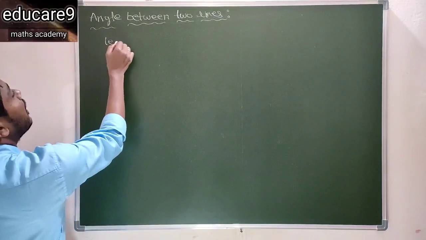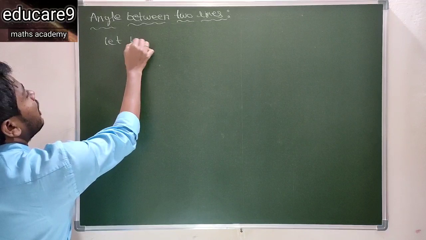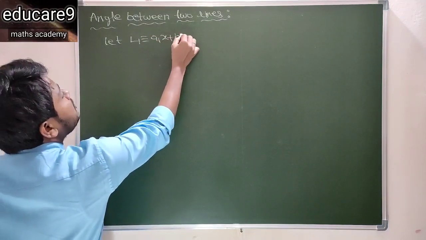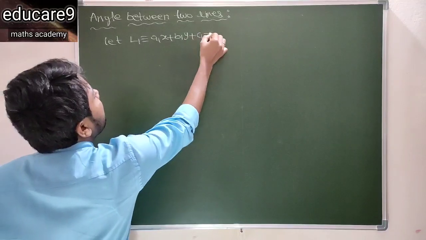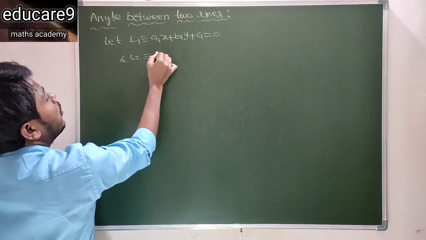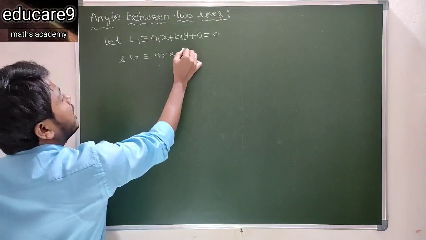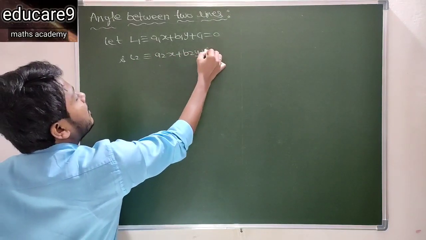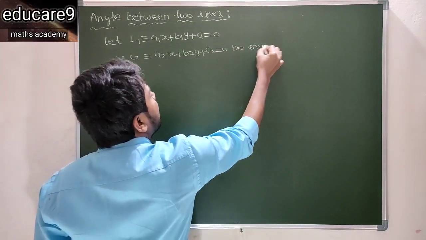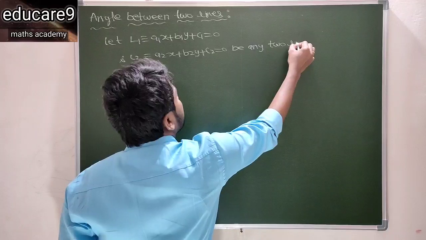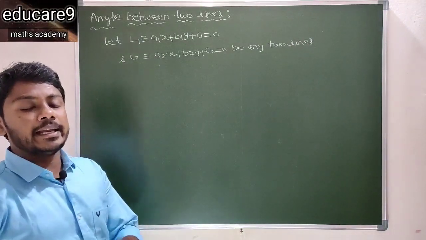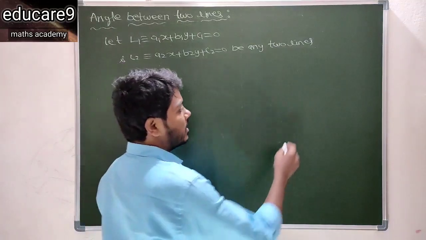So let L1 be A1x plus B1y plus C1 equals 0, and L2 be A2x plus B2y plus C2 equals 0, any two lines. Okay. So here L1 and L2 are any two lines.